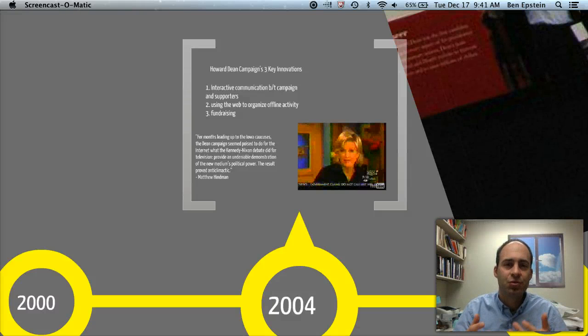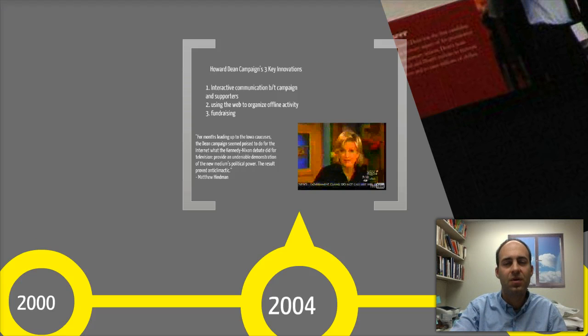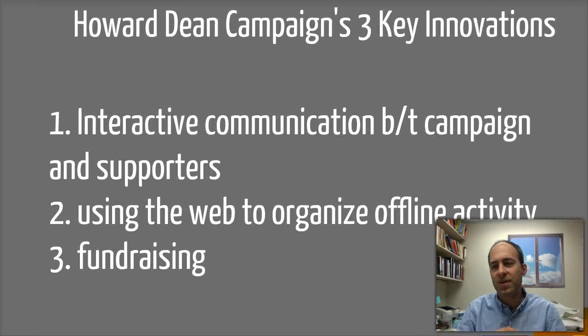The Dean campaign was credited with several major innovations. Three really important ones that we should talk about here. First was the fact that it was the first interactive communication between a campaign and its supporters. For instance, the Dean campaign had the first political blog on a campaign website.